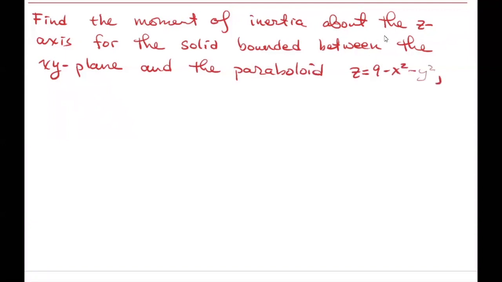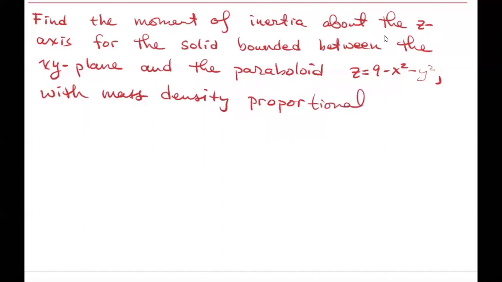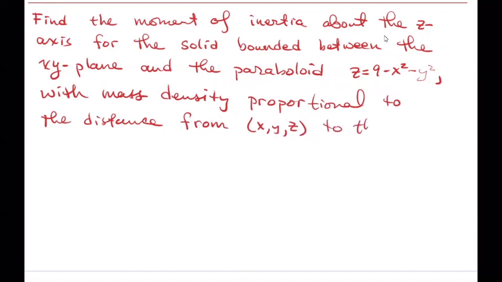And then let's have a mass density proportional to the distance to the origin. So with mass density proportional to the distance from a point, any point x, y, z, to the z-axis. Okay?